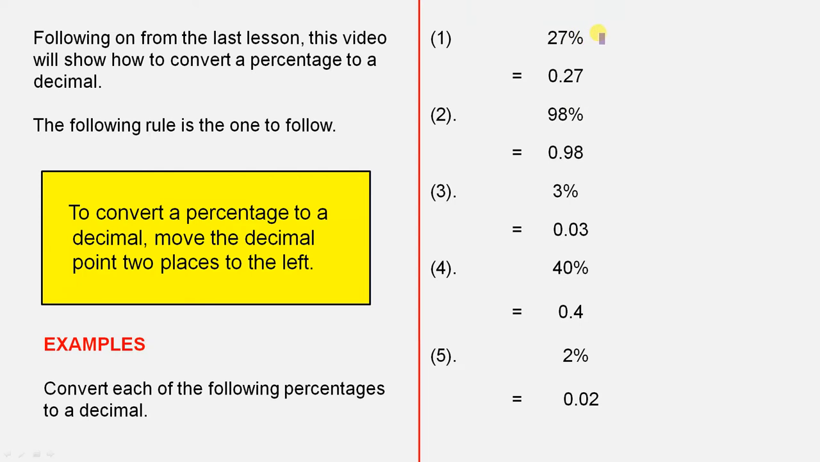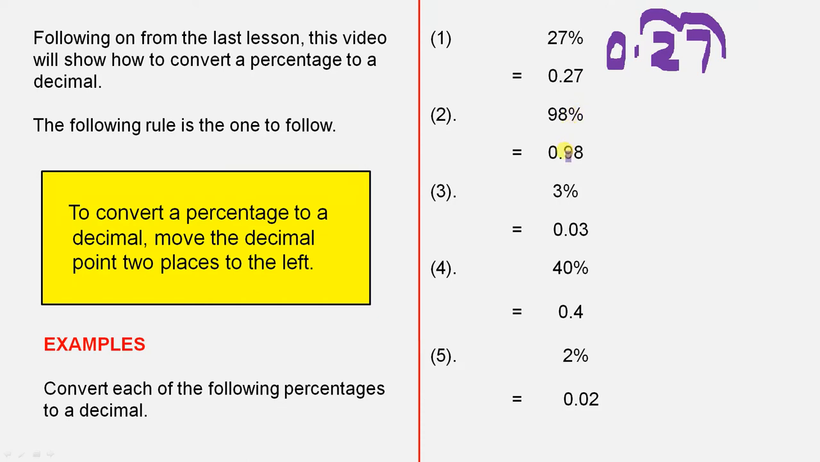So let's look at what happens. The first one is 27%. Now we saw earlier that when you have a whole number, for example like 27, the decimal point is here. You can't see it, but it is to the right. So the rule says move the decimal point 2 places to the left, because that's a percentage. So you go 1, 2, the decimal point ends up here, and we always put a 0 at the front for neatness, so that's why the answer is 0.27.